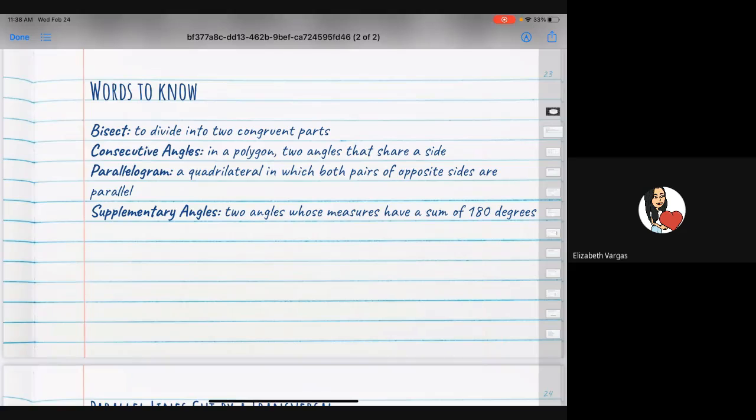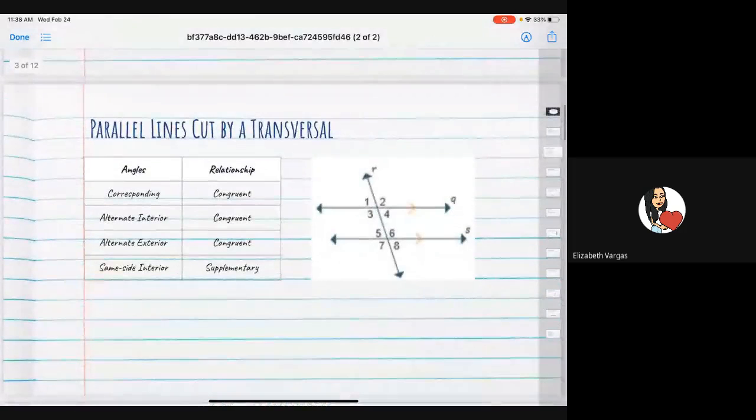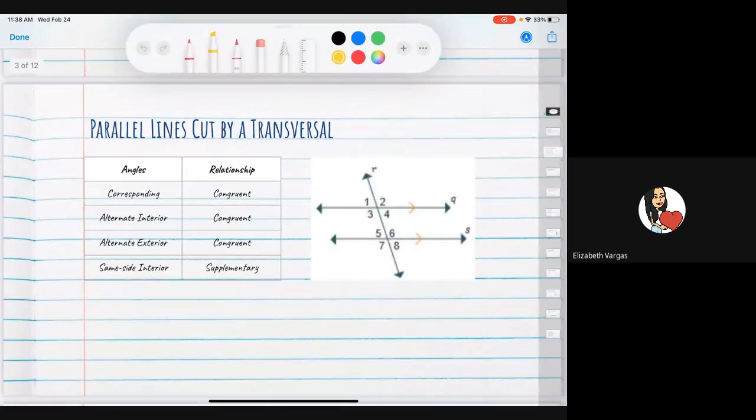All right, so let's just hop right in. So first thing, just a quick review. So we learned that whenever we have two parallel lines cut by a transversal, we get different types of angles. And so the ones that we get are corresponding angles, alternate interior angles, alternate exterior angles, and same side interior angles.